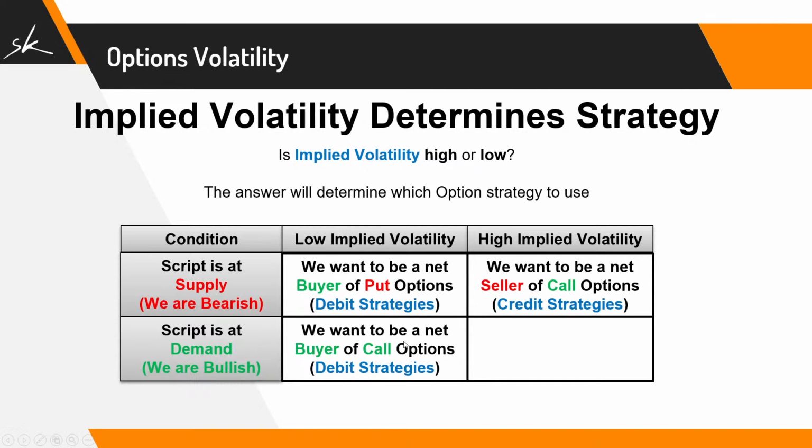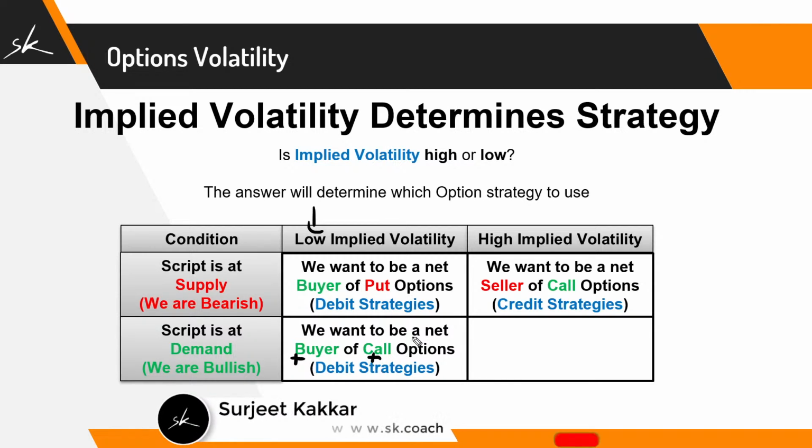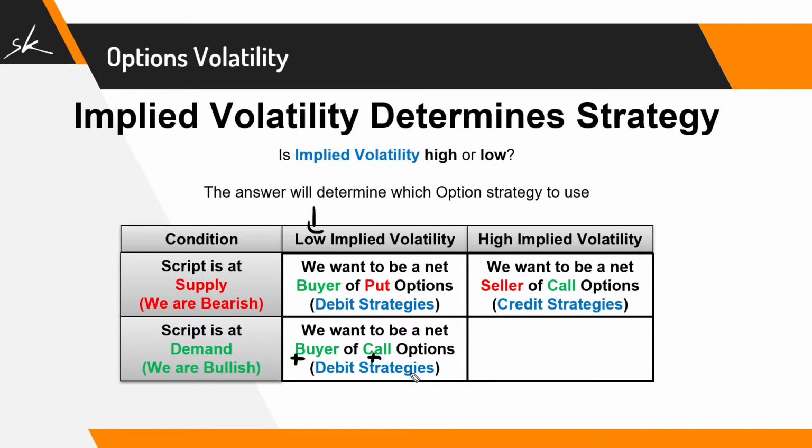So we want to be a net buyer, and the reason for that is the implied volatility is low, which means cheap price. So I want to buy and I will be buying a call because by buying a call, I create a bullish position. And this is again going to be a debit strategy because whenever you're buying, you will be paying some premium, which will be debited from your account.